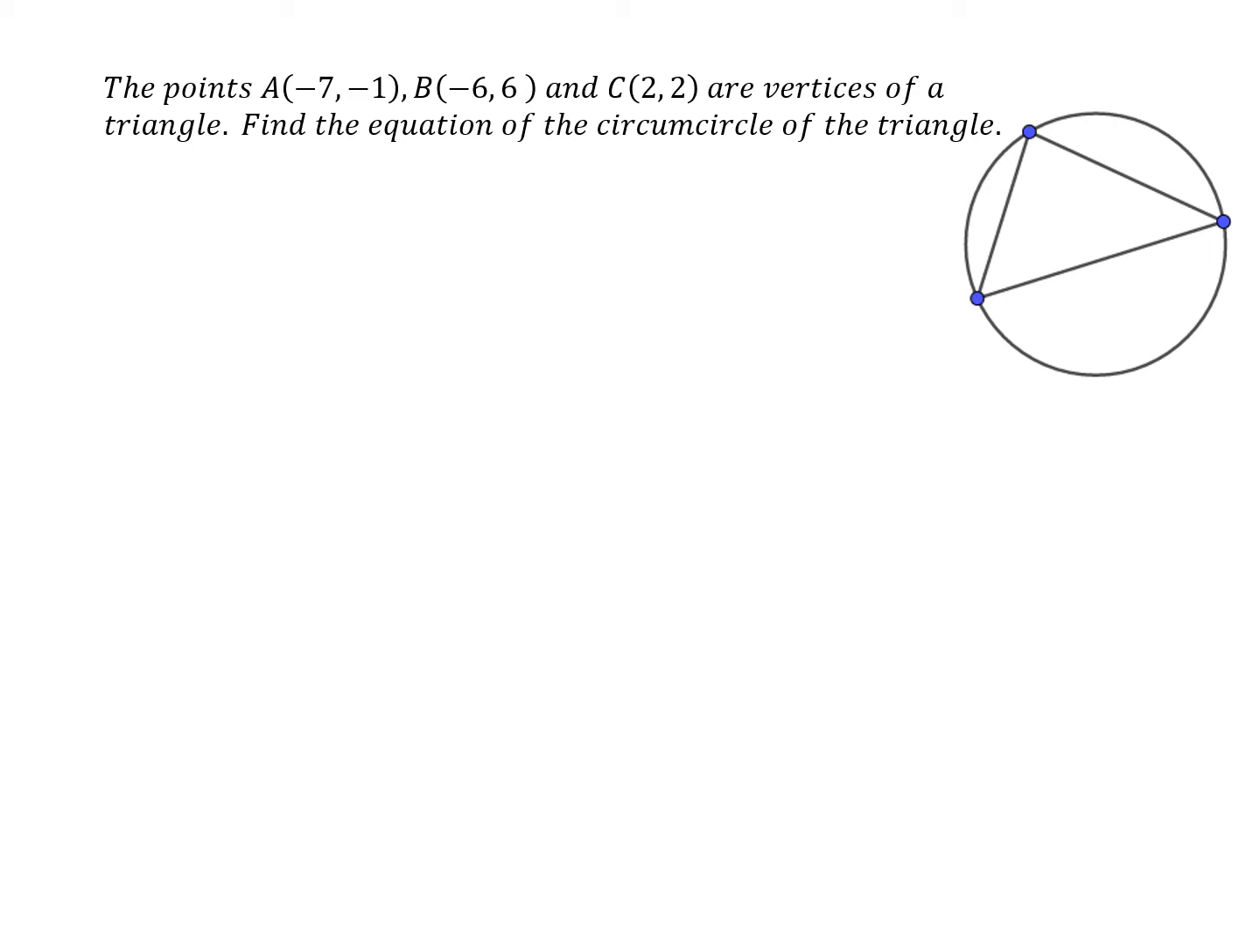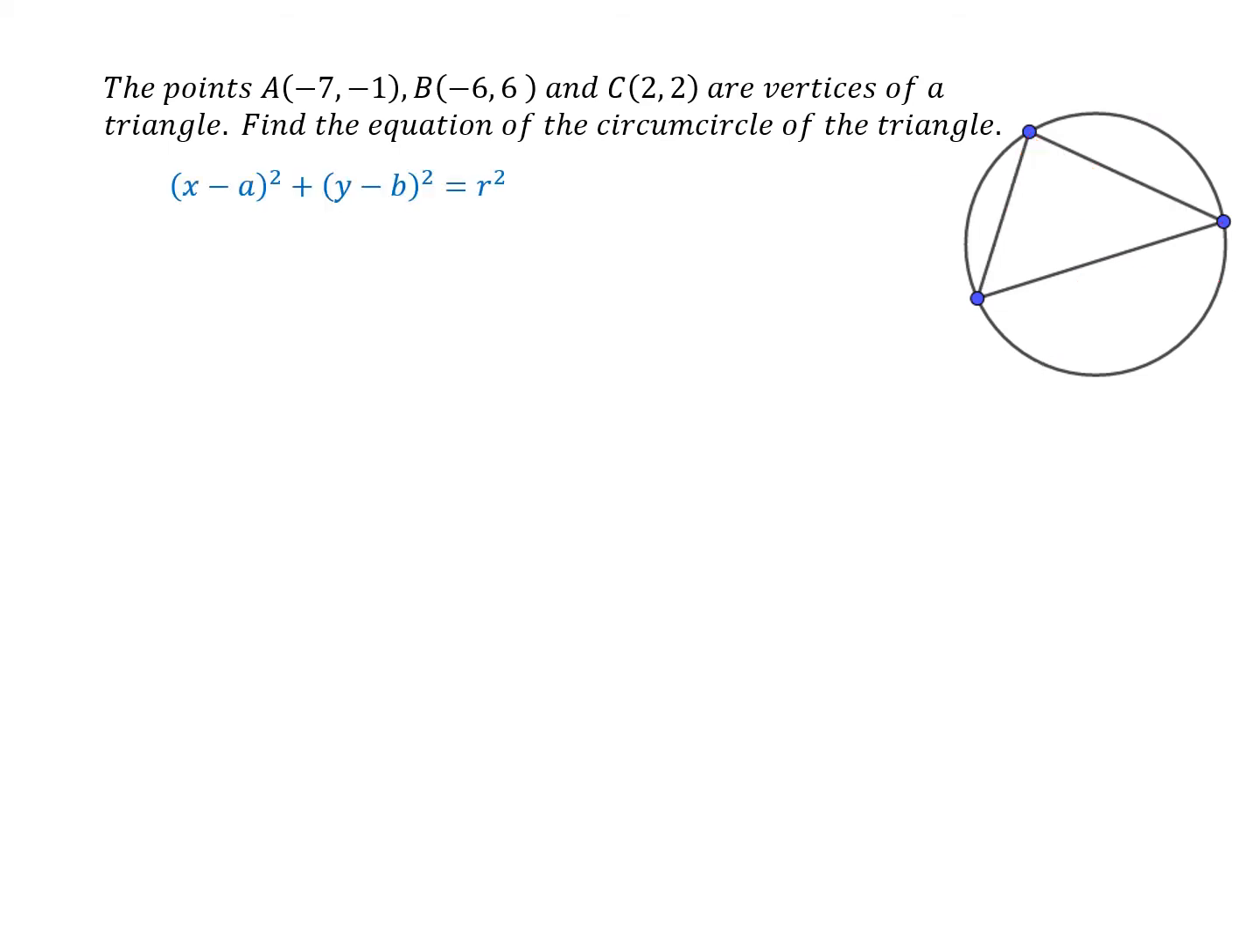Now there's two common ways of answering a question like this. The first one involves finding the midpoints of two of the sides, and then looking at the gradient of the side, then doing the perpendicular gradient, the negative reciprocal, to find the equation of the perpendicular bisector. And if you get two perpendicular bisectors, they will intersect at the center. But I'm choosing the alternative method, which is to use simultaneous equations.